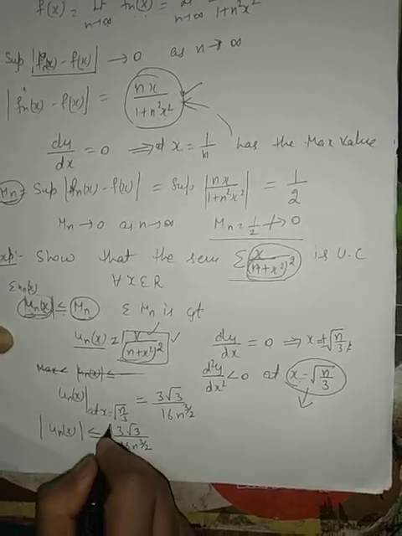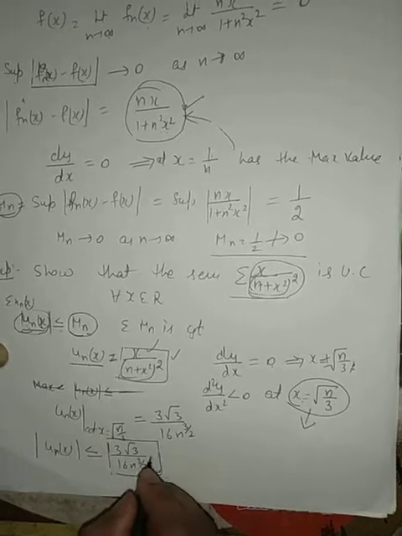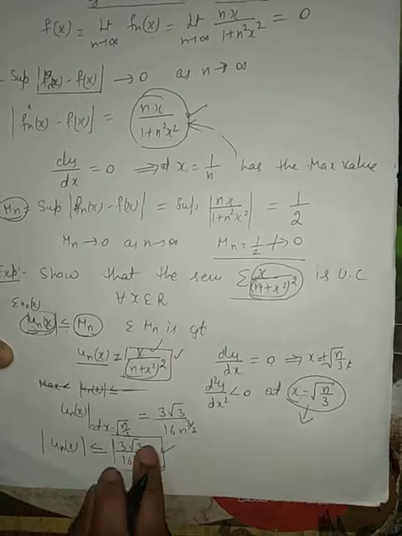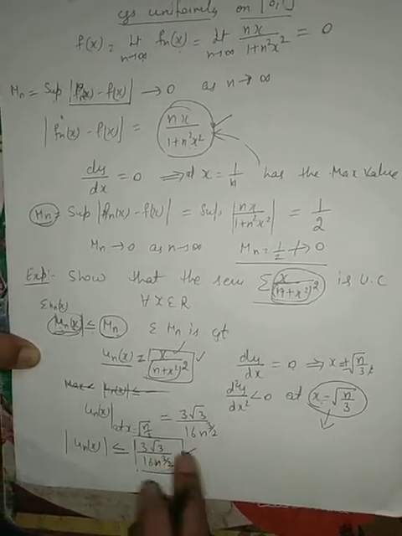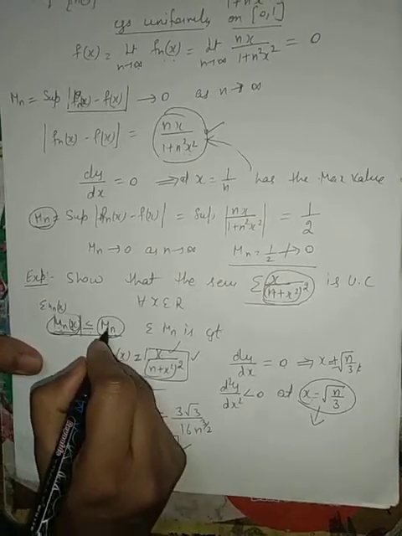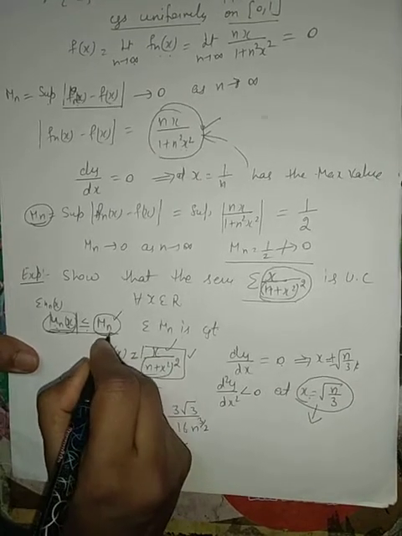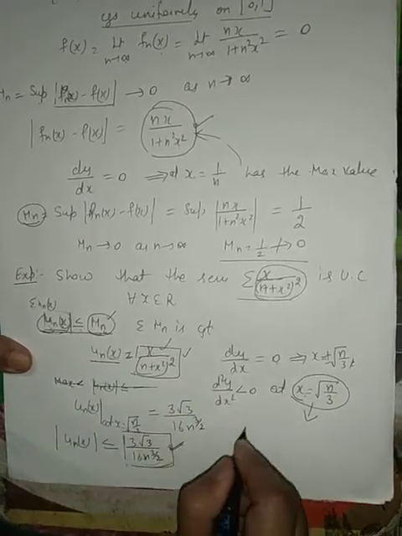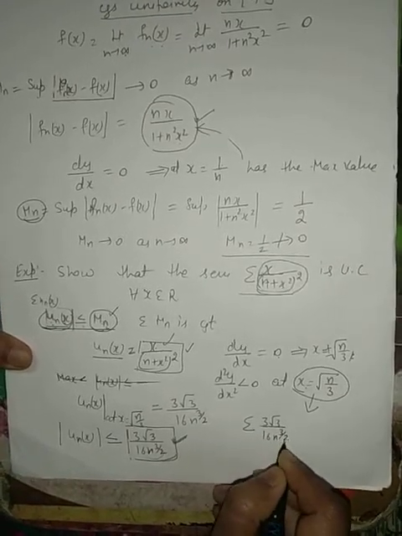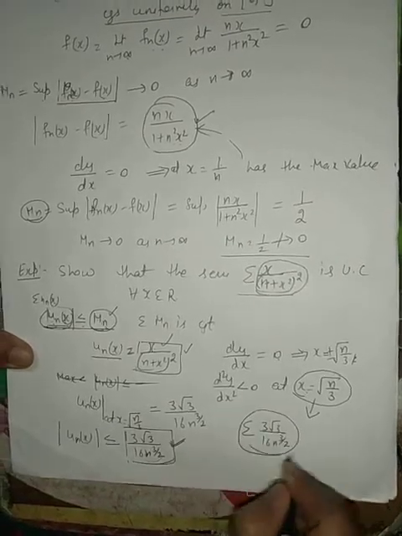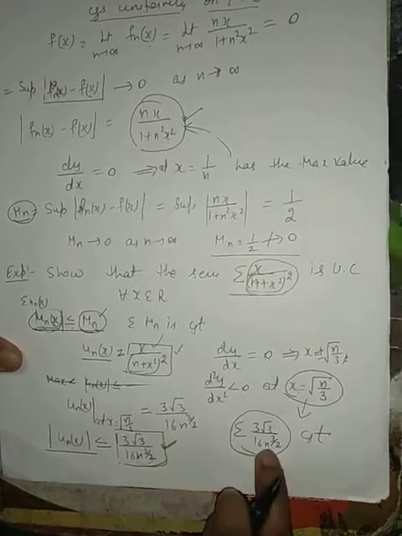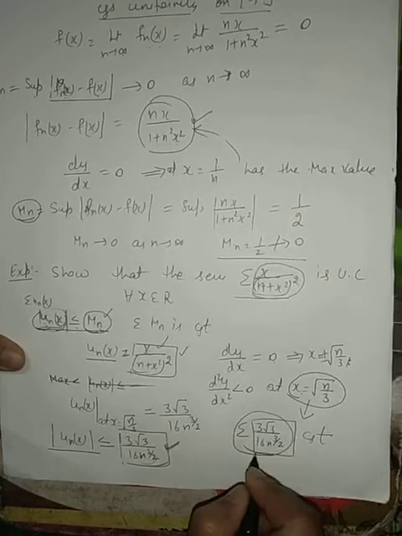So you can see that on the right hand side we have terms only involving n, and it is not a function of x. So by the Weierstrass M test, if on the right hand side we have the term without x, and if the series sigma 3 root 3 over 16 n raised to power 3 by 2 is convergent, then sigma un(x) is uniformly convergent. So we have to check only whether this series is convergent or not.